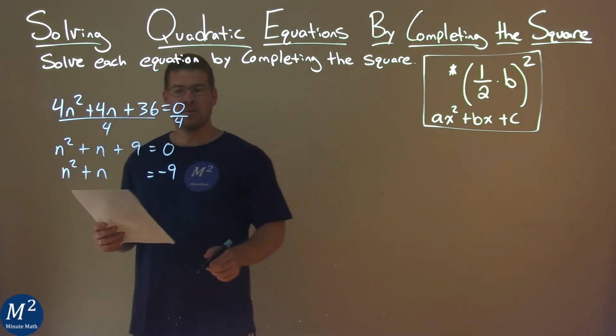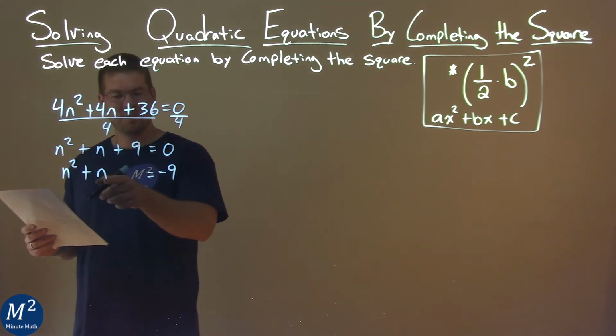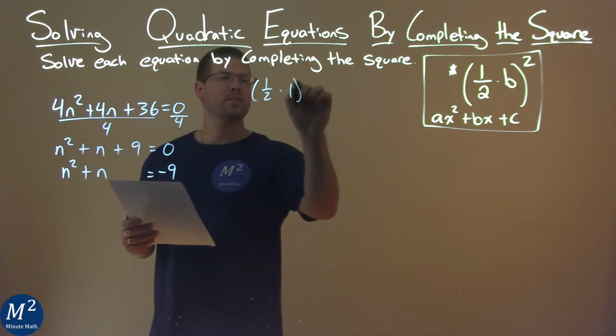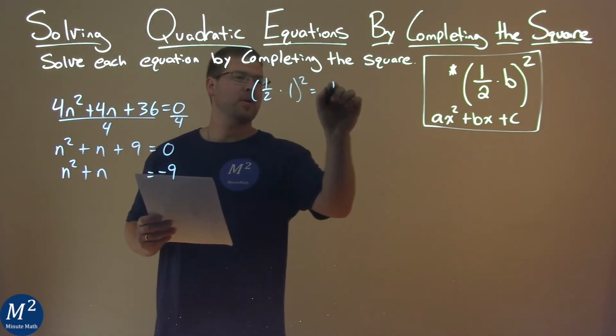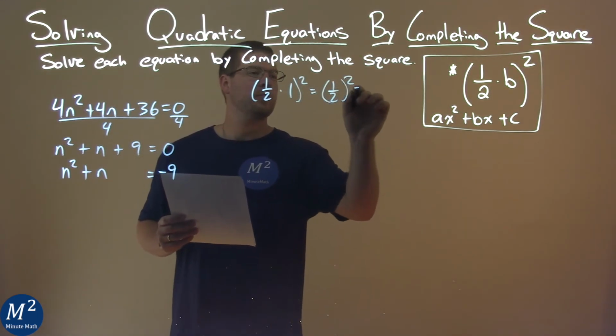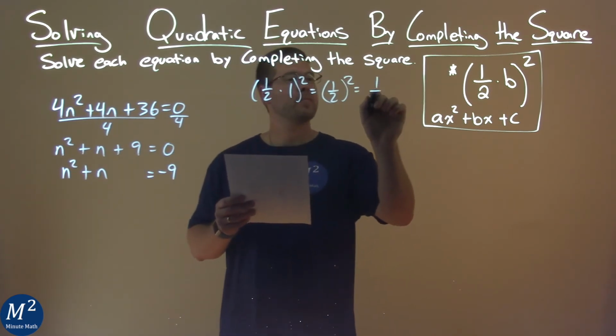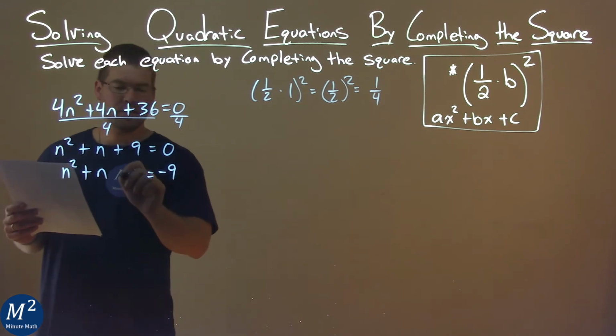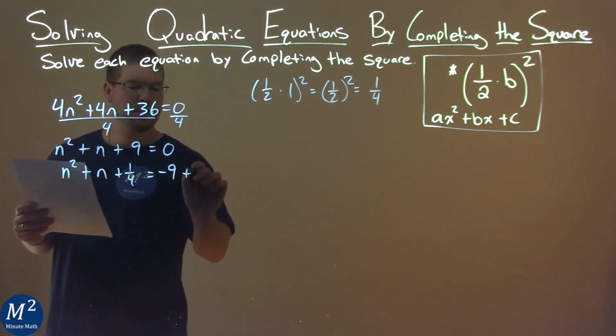My b value, what's right in front of this n, is 1. So I use my formula, 1/2 times 1 squared. 1/2 times 1 is 1/2. Square that, and we get 1/4. So now I'm going to add 1/4 to both sides of the equation. Plus 1/4, plus 1/4.